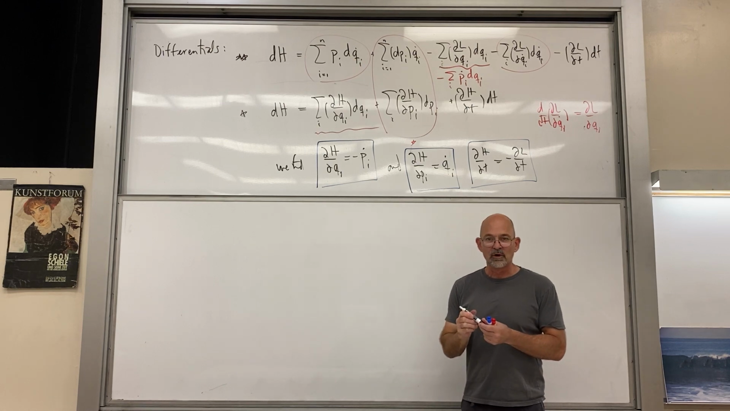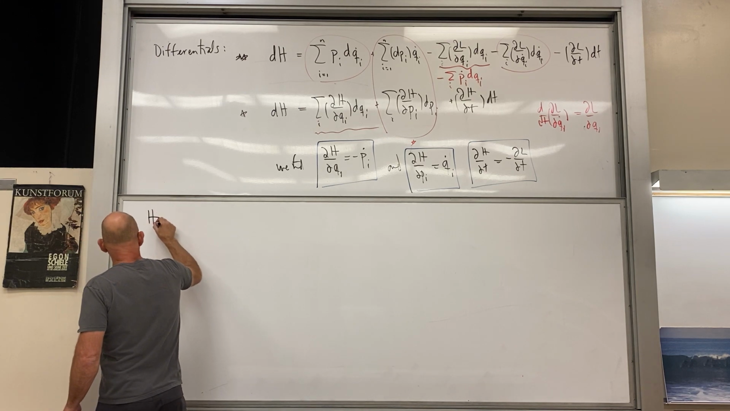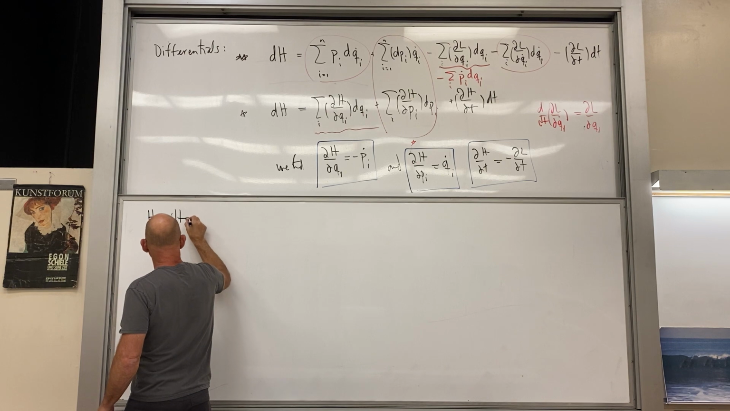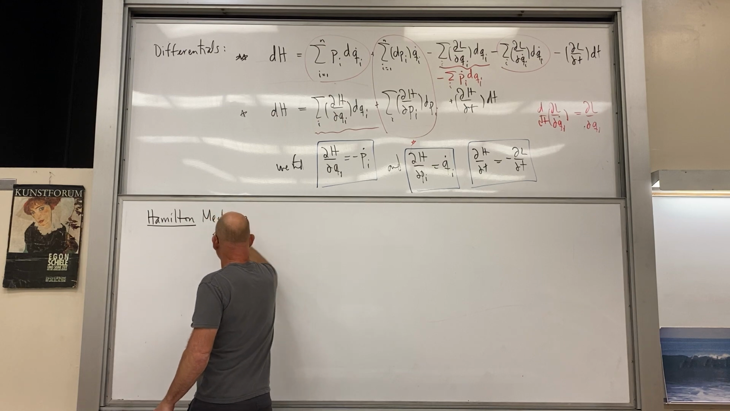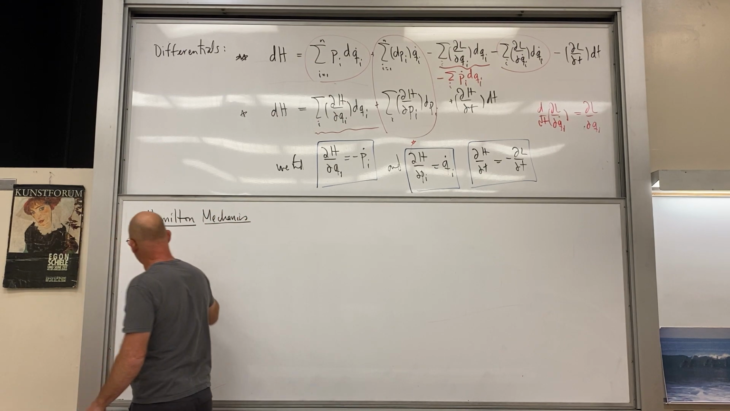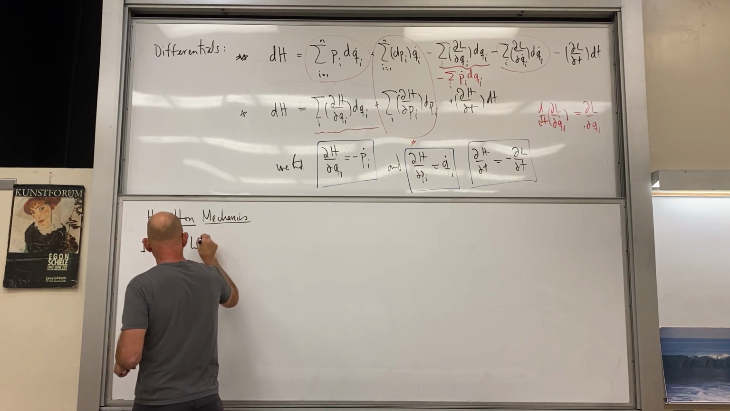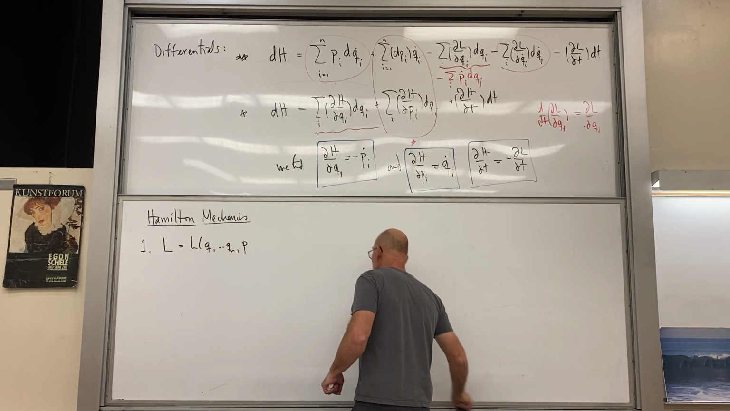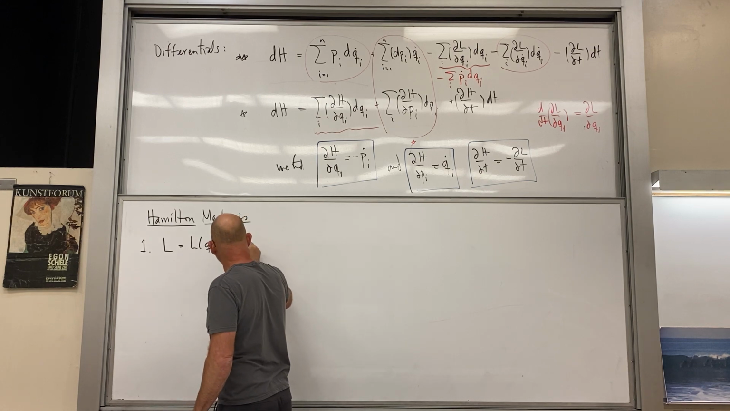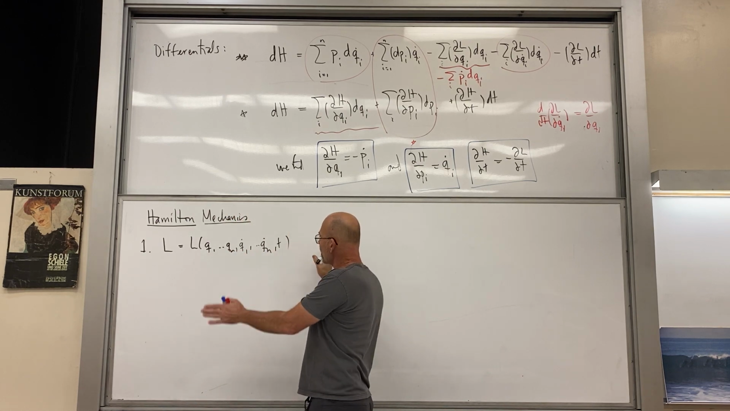Okay, so here is our procedure. I'm just going to write Hamiltonian mechanics again. So you have to have done everything you have to do to get a Lagrangian. Okay, so you have to construct your Lagrangian, a function of q1 to qn, q1 dot to qn dot, and t. Okay. So you have to have your Lagrangian.